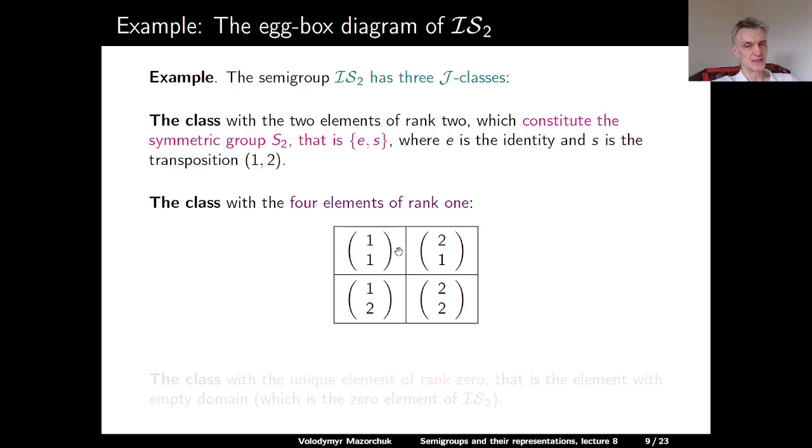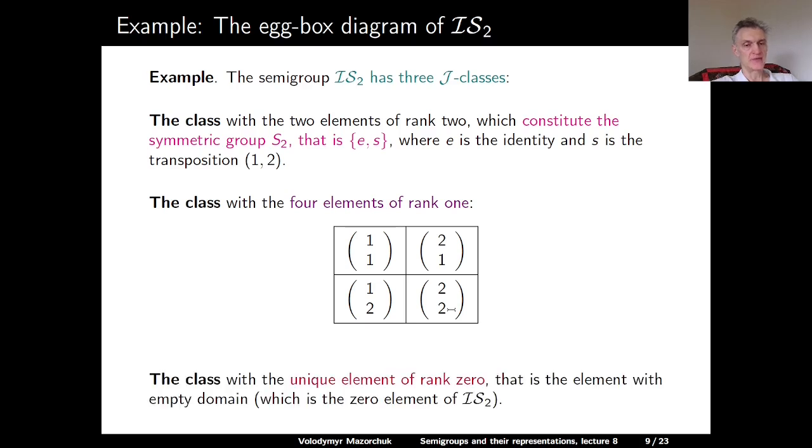The first row, that's an R class. This is the set of all elements whose codomain is 1. And the second row is the set of the two elements whose codomain is 2. And then we have the class which has a unique element of rank 0, and that's the 0 element of our semigroup, and that's the element with the empty domain.